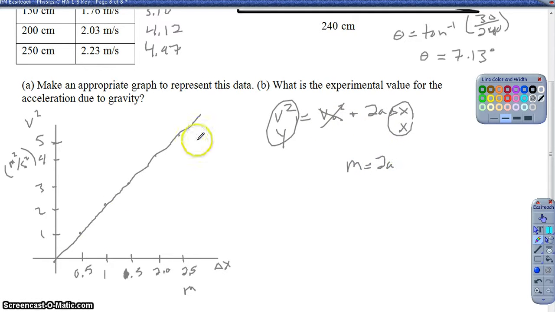So then I just need to choose any 2 points along that line. I ended up choosing, I think, the first point of 0.5 and 1, and then I chose the final point over here of 2.5 comma 4.97. I found my slope to be 1.985, which means my acceleration was that divided by 2, so it was 0.9925. And then if I plug that in to find my actual g, I find g to be about 8.0.